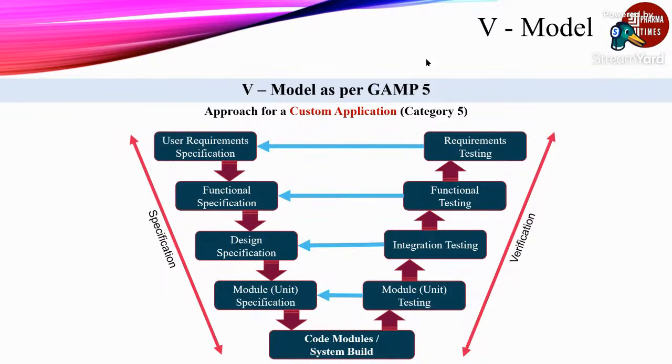Then functional testing, which verifies the functionality defined in the functional specification. Then requirement testing, meaning URS testing, which verifies that all our requirements are met or not. So this is the V model, representing the development phase, meaning product development, and the verification phase, meaning validation phase, which is used during the whole CSV process.